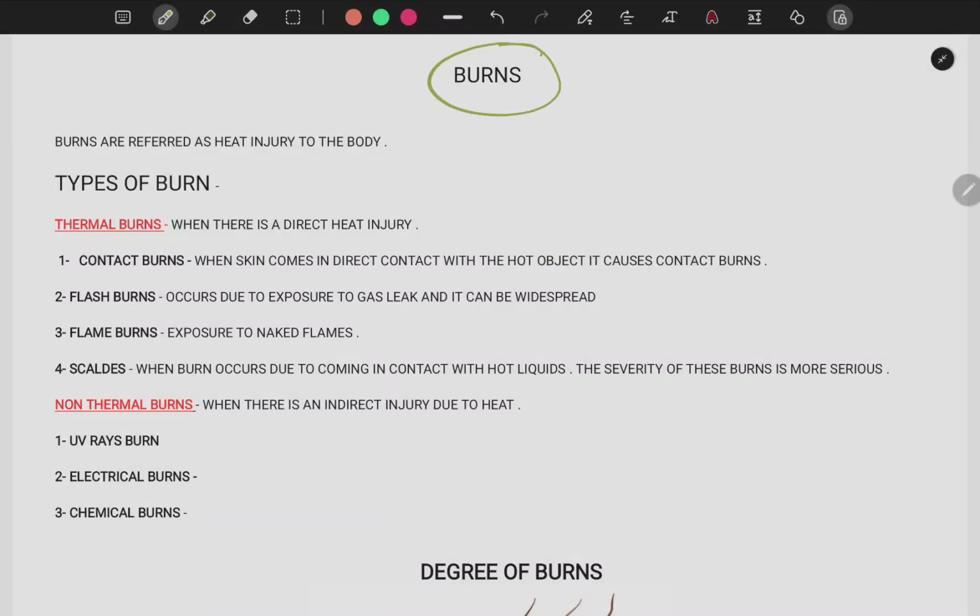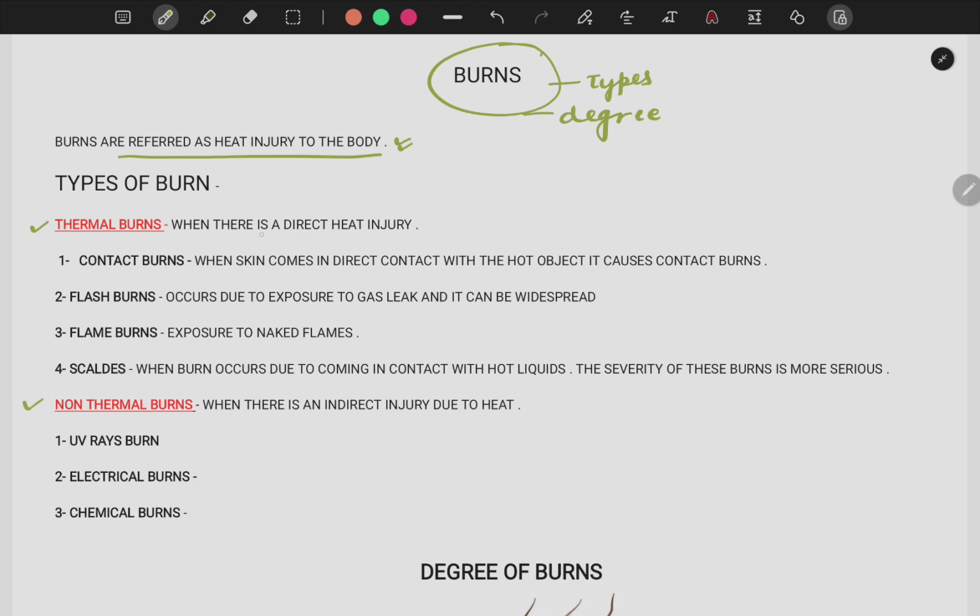In burns we are going to study the types of burns and the different degrees of burns a person can suffer from. Burns are referred to as heat injury to the body. Whenever something heated comes in contact with your body, that is when you get a burn injury. Now these burns can be of two types, thermal and non-thermal burns.